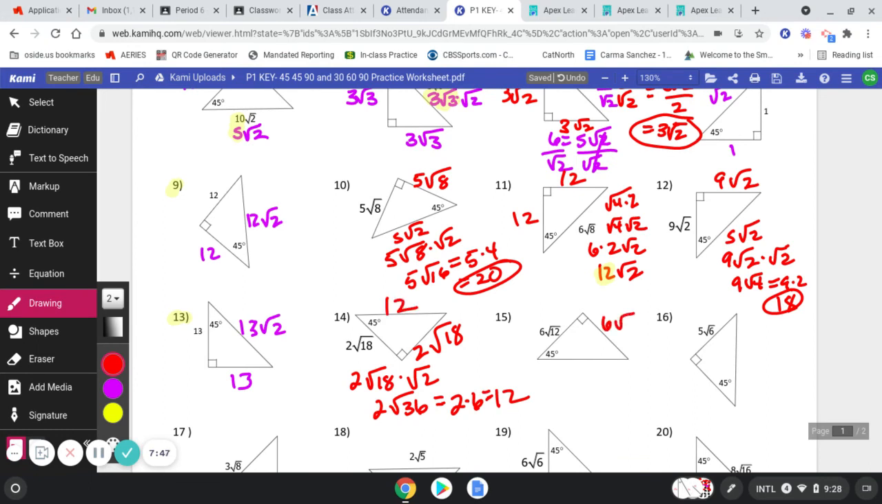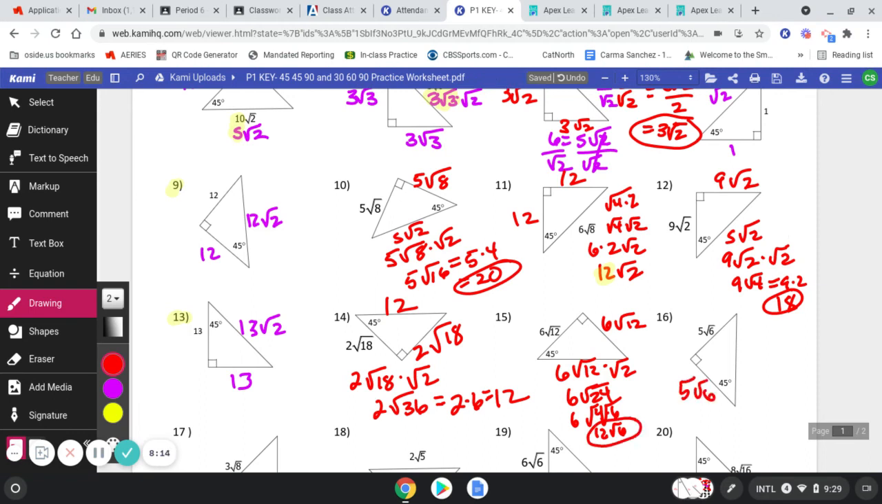Okay, 6 root 12, 6 root 12. That means that my hypotenuse is 6 root 12 times root 2. So that's 6 root 24. And can I break the 24 up into anything that can be taken out? Simplify that radical? Well, yeah, 24 is 4 times 6. So root 4 is just 2. So 6 times 2 is 12 root 6. So the hypotenuse is 12 root 6 in number 15.